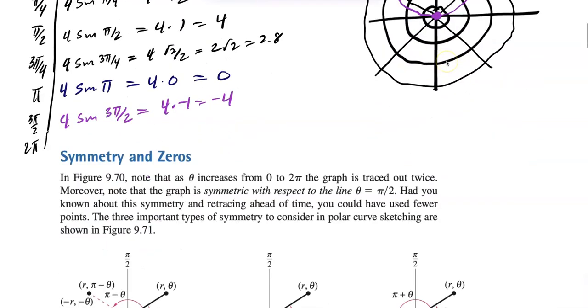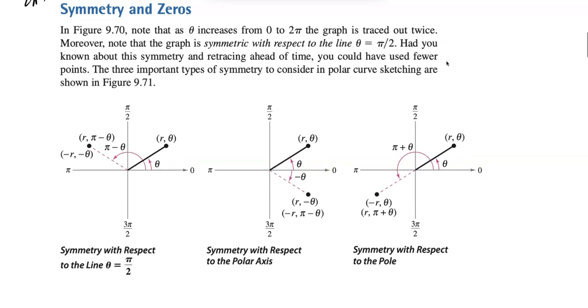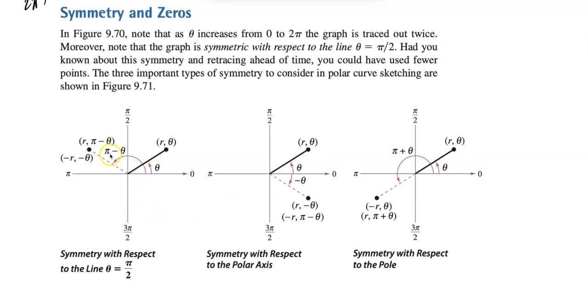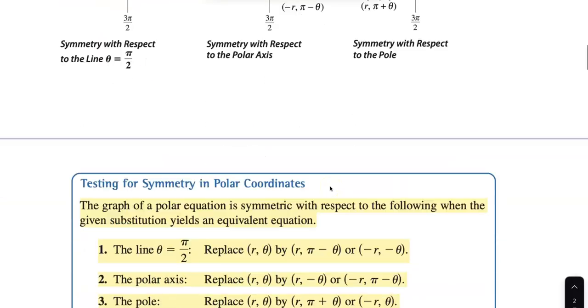So it's symmetric around there. And a lot of polar curves have symmetry. Sometimes it's over pi over 2. Sometimes it's over the origin at 0. And sometimes it's on the line here, like on the pole. So just be aware of that, and sometimes you can make your life a little easier.